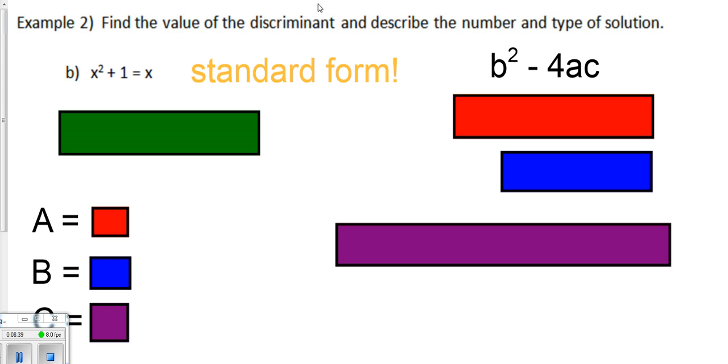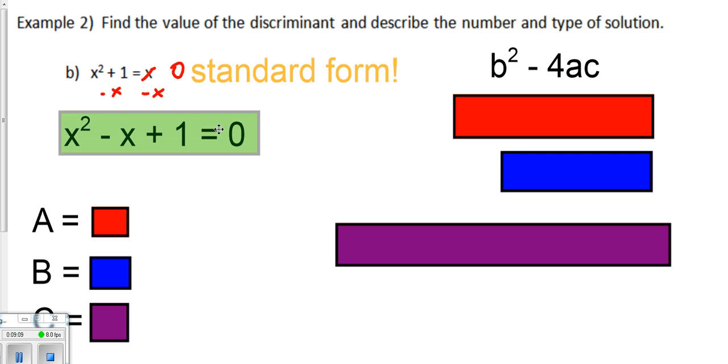Let's look at another example then. Find the value of the discriminant and describe the number and types of solutions. Again, we always need to put things into standard form. This one is not in standard form. We have x squared plus 1 equals x. We need to get a 0 on this side. So on both sides of the equation, we will subtract x. When we do that, this will go away and just leave 0. And we'll have a minus x in here. So our equation will now look something like this.